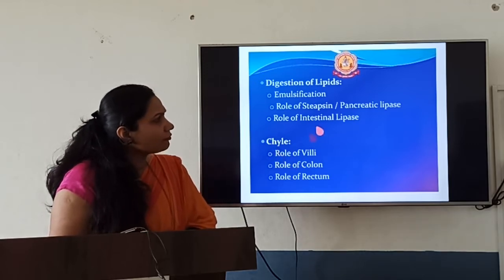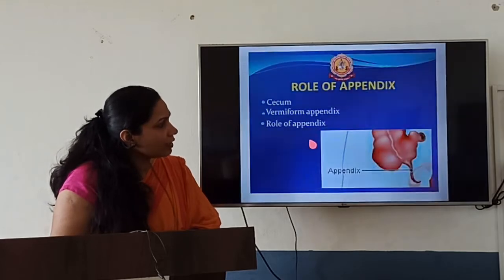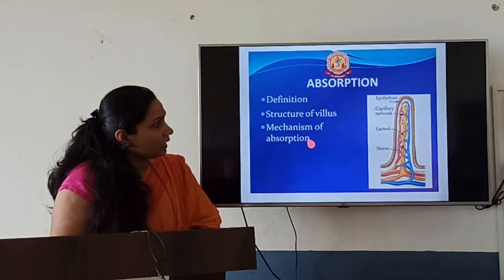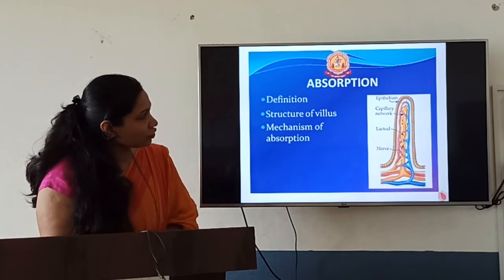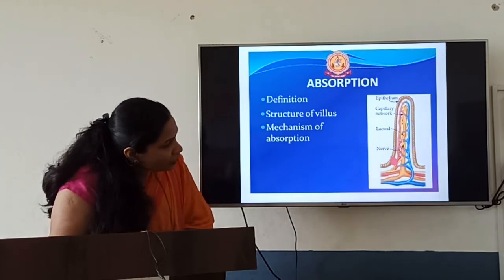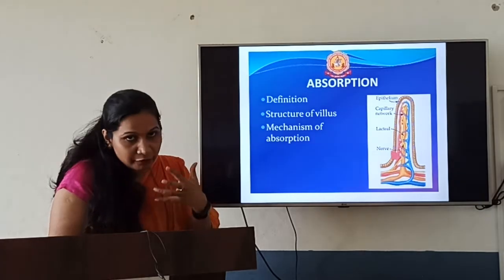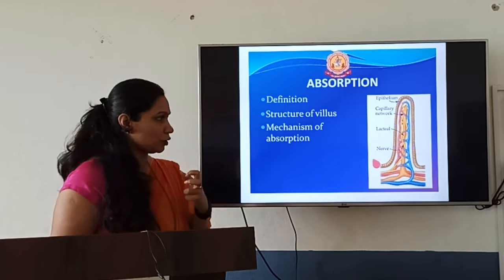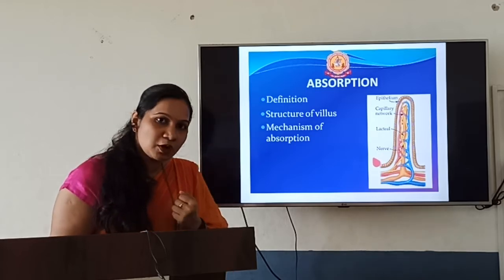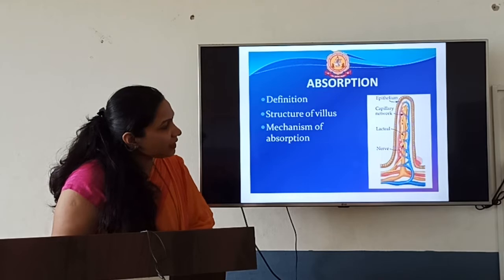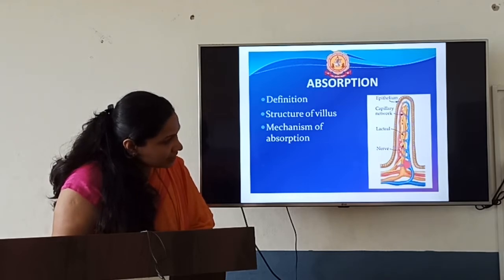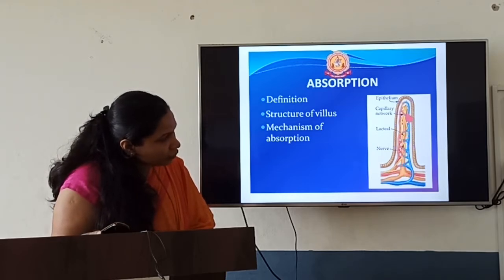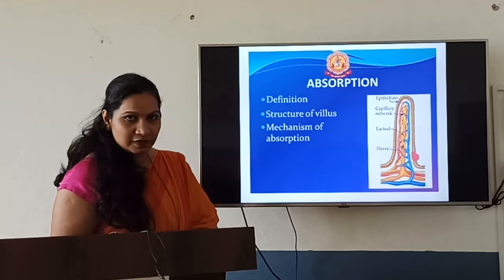Then, what is the role of villi? You can see the structure of villi. It mainly consists of microvilli as well as ciliated epithelium for absorption. The function of villi is to absorb the digested food. The middle part is known as the lacteal. On the sides we have blood vessels, veins and arteries.